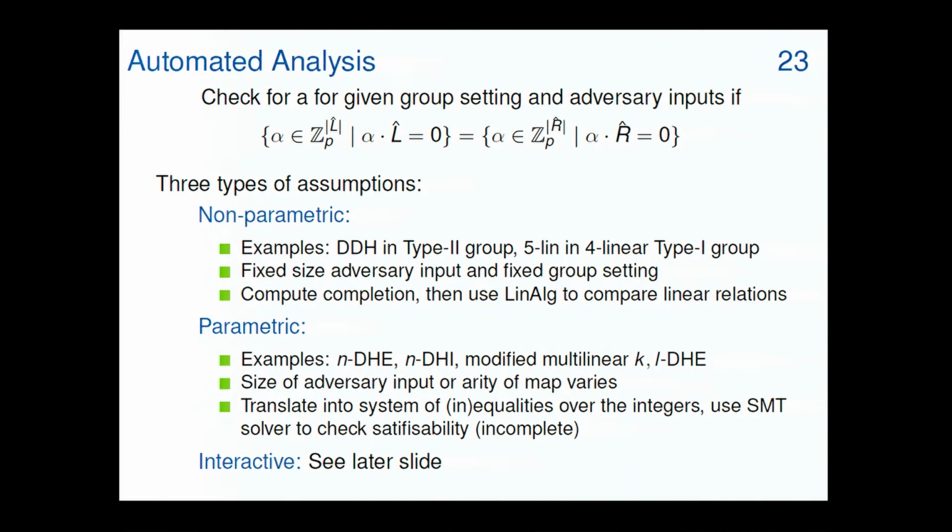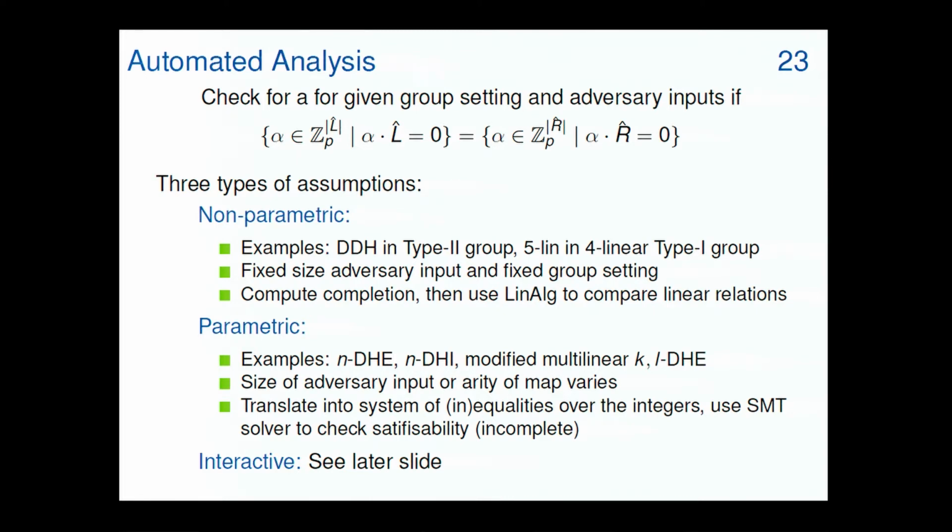And then we can still symbolically compute the completion, but we cannot just use linear algebra computations to check if the linear relations on the left and on the right are the same. So what we use here is that we translate the whole assumption into a system of inequalities over the integers and then use an SMT solver to check the satisfiability. Unfortunately, we prove that the resulting problem is undecidable, so the method that we use is necessarily incomplete.